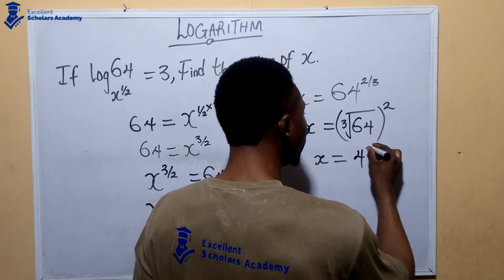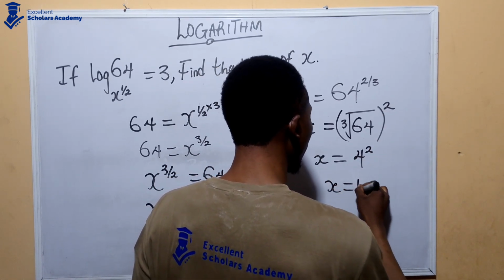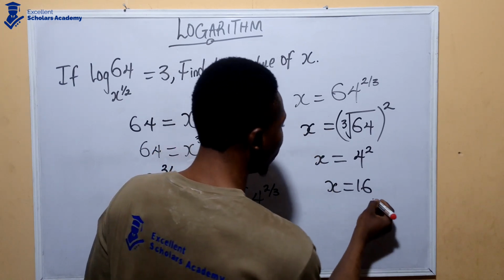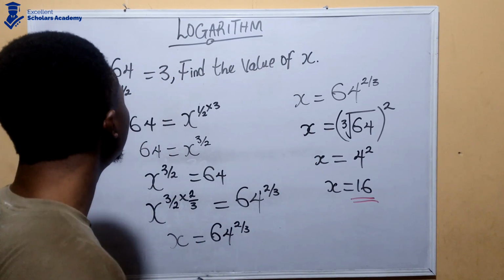Now 4 to the power of 2 gives us 16. So x is equal to 16. Alright, so the final answer, the value of x here, is 16.